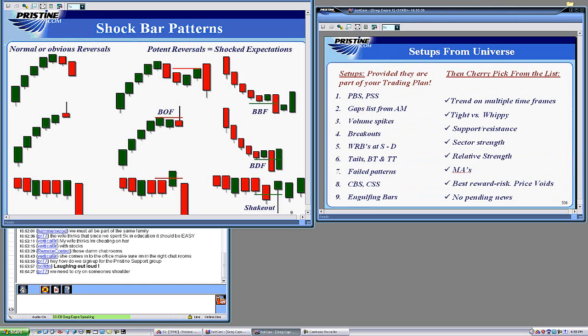Look for the setups we've been talking about. Obviously, buy setups, sell setups, gaps. Scan for volume. You never know what you're going to find. All the various patterns. And then you go and cherry pick them. The quality patterns, relative strength, strong sectors, and so on.